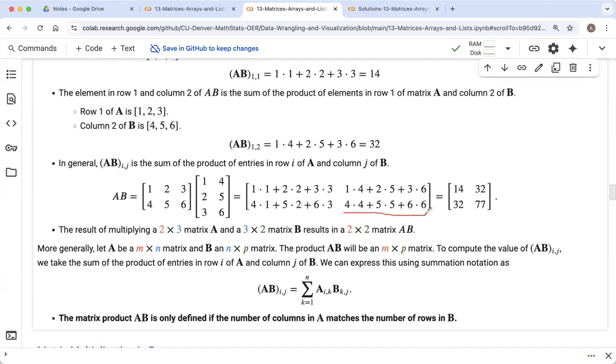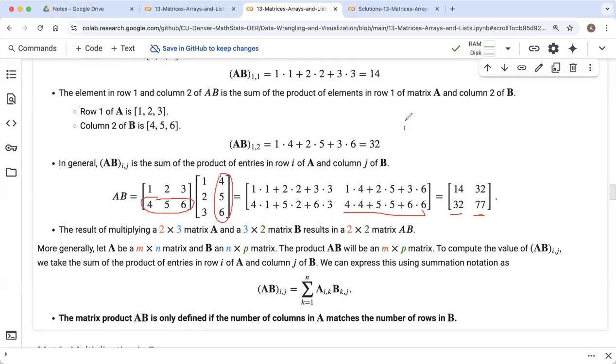This is that last value that we got by taking row 2 of matrix A, column 2 of matrix B, 4 times 4 plus 5 times 5 plus 6 times 6, and that gave us 77. I think I had 22 written up top. This was a 32, sorry.